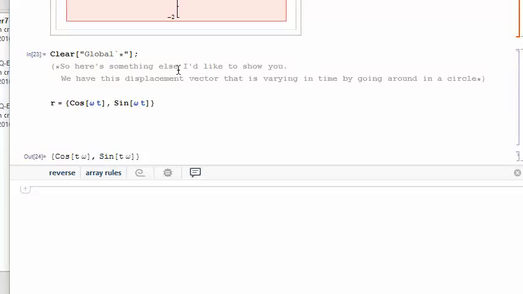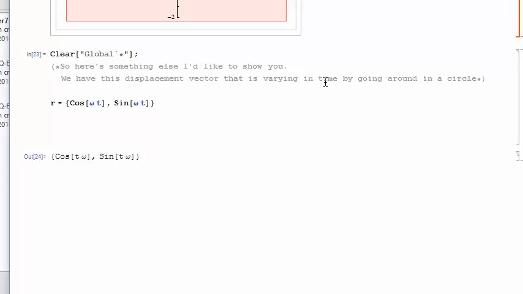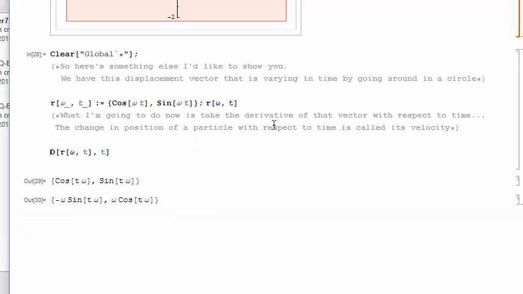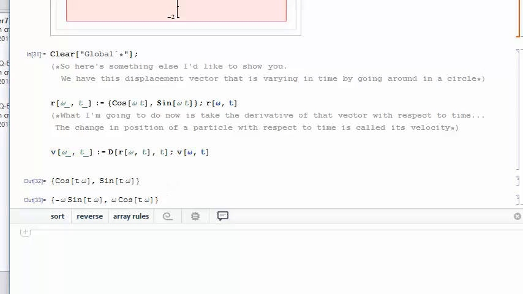So here's something else I'd like to show you. We have this displacement vector, r, that is varying in time by going around in the circle. It's cosine omega t, sine omega t. Okay, what I'm going to do now is to take the derivative of that vector with respect to time. The change in position of a particle with respect to time is called its velocity. So I'll call it v of omega, t, colon equals, with underscores, and we want to make sure it shows it, and shouldn't show any change on the screen.